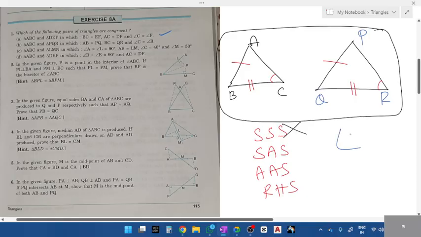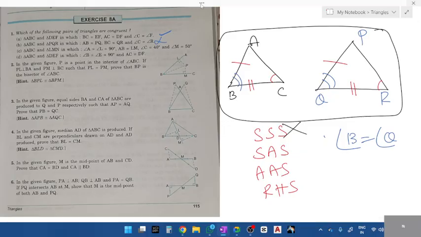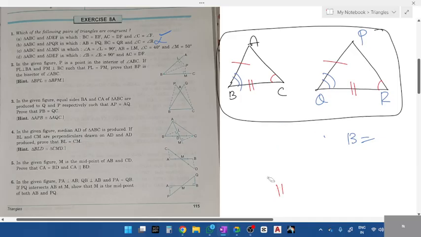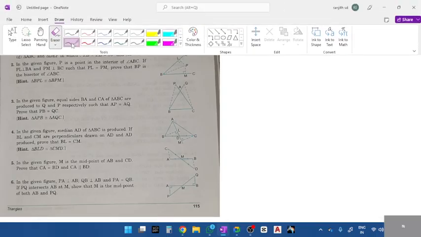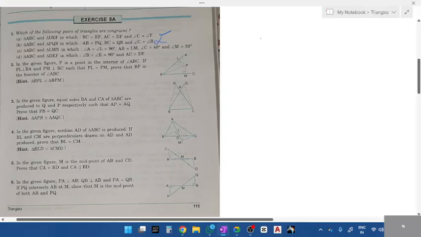If they had given angle B is equal to angle Q, now are they congruent? Now it would have been congruent. Okay, so answer B: B is not congruent. Only A is congruent. Try the next one, C. Draw the diagram. Check C. Let me draw. Try the question, then check the answer in the textbook.